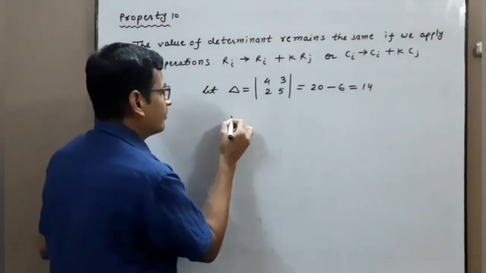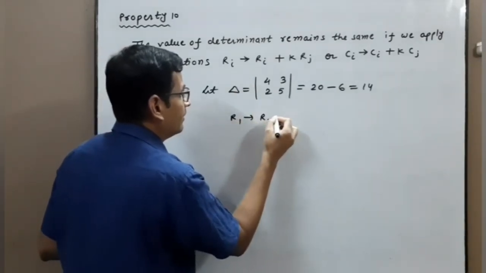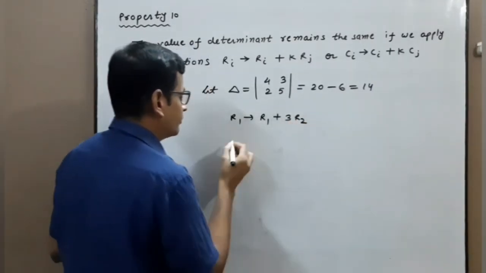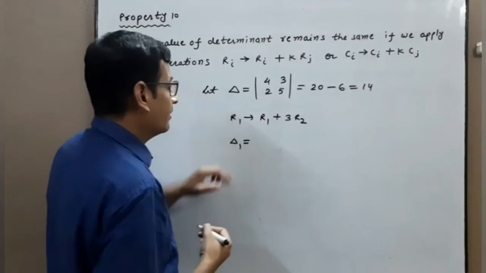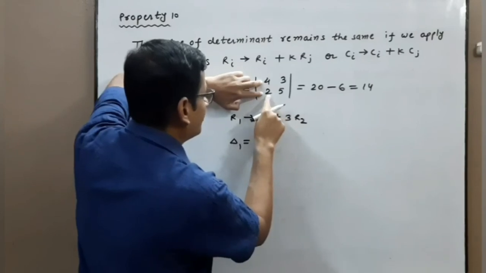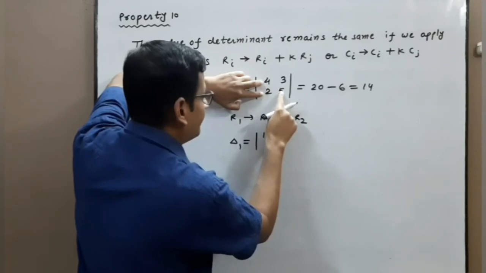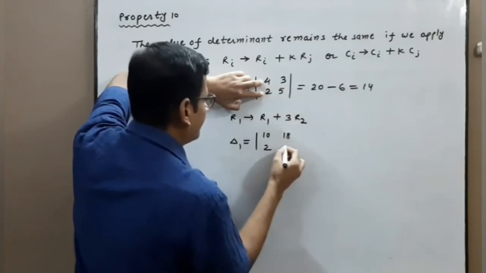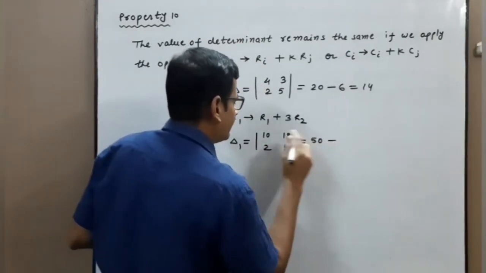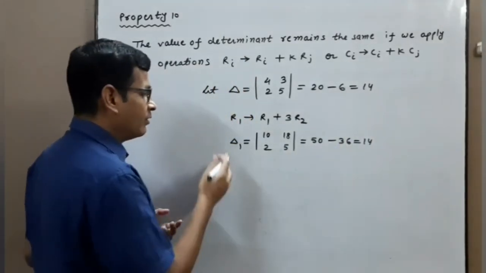If we apply this operation, R1 tends to R1 plus any constant, say 3, into R2, we get a new determinant. Now R1 means 4 plus 3 into 2, 3 into 2 is 6 plus 4 is 10, and 3 plus 3 into 5, 15 plus 3 is 18, and the second row 2, 5. Now simplify. 10 into 5 is 50 minus 18 into 2 is 36, which is 14. The answer remains the same. The value of the determinant remains the same.